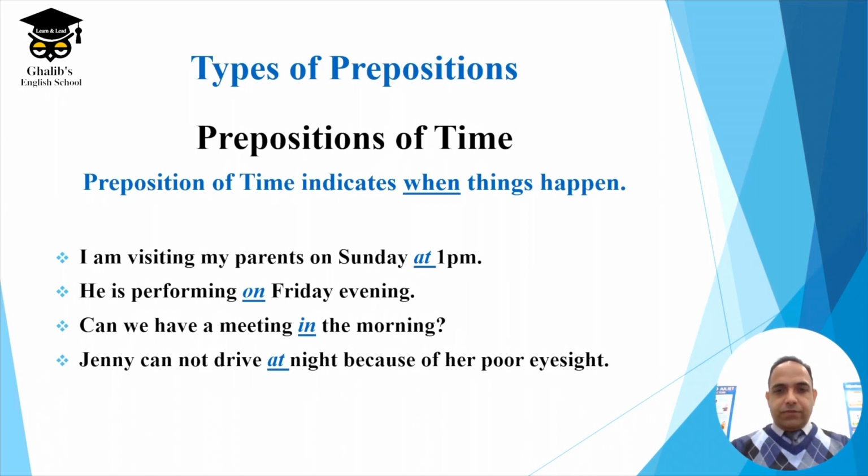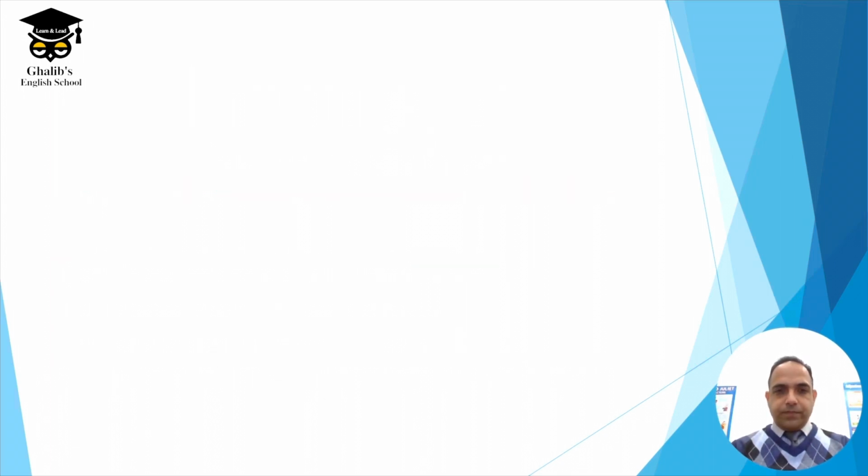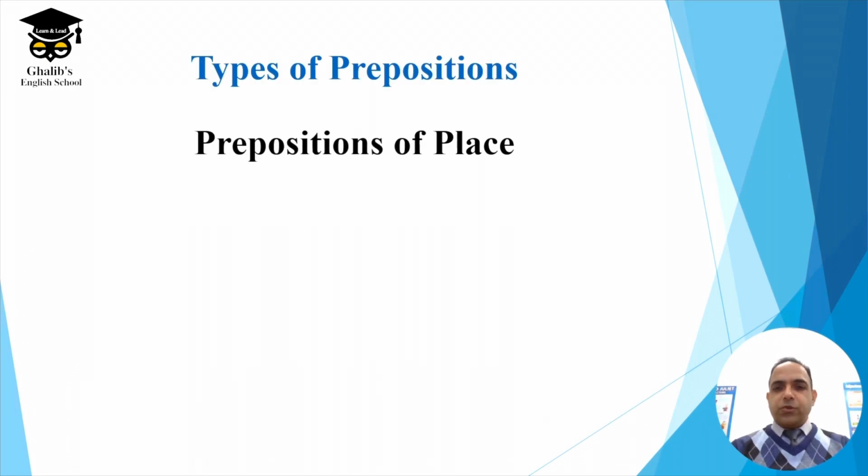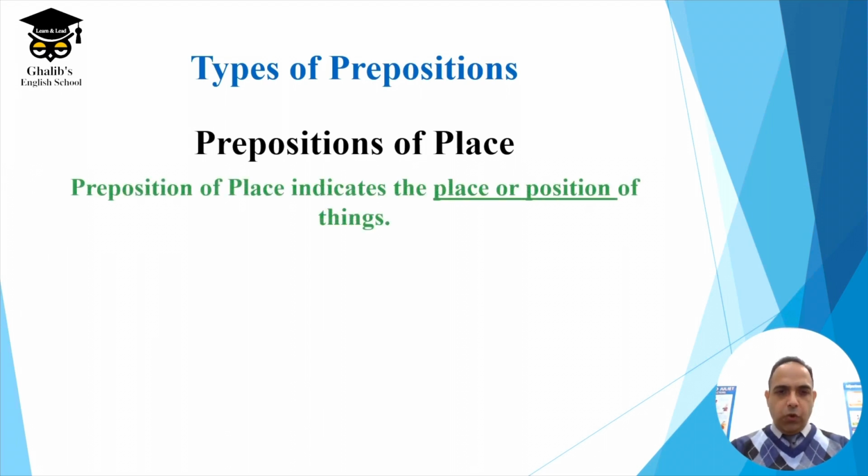Let's have a look at the next few types of preposition. So here we have prepositions of place. What are prepositions of place and what is their role? Prepositions of place basically indicate the place or position of things. For example, my books are on the table. Or in other words, I can say the same in a slightly different way: my books are in my bag. So in, on, upon, over, under, these are your prepositions of place.